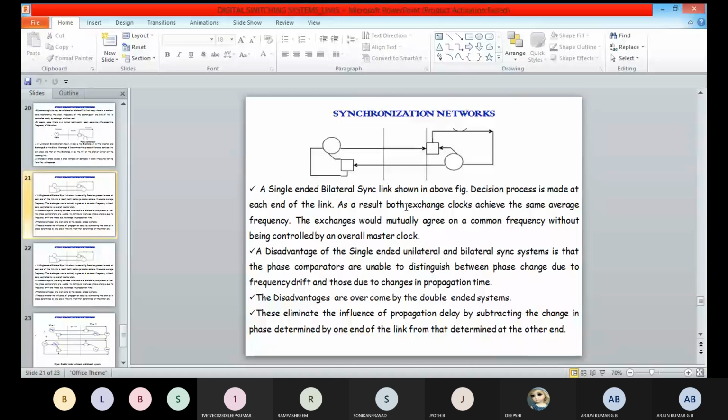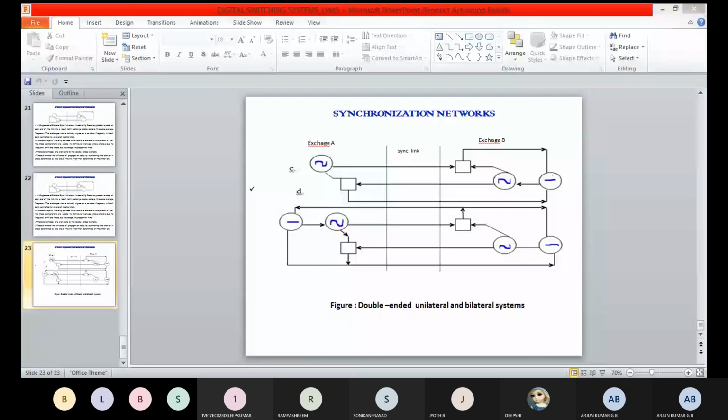Okay, then the next important topic: to overcome these kinds of disadvantages, we move on to the double-ended system. Okay, double-ended synchronizing system. See, this is the circuit diagram for double-ended circuits. Okay, it is visible now, double-ended. Now, everyone should take down this double-ended unilateral and bilateral. The first one is the unilateral, the second one is the bilateral.